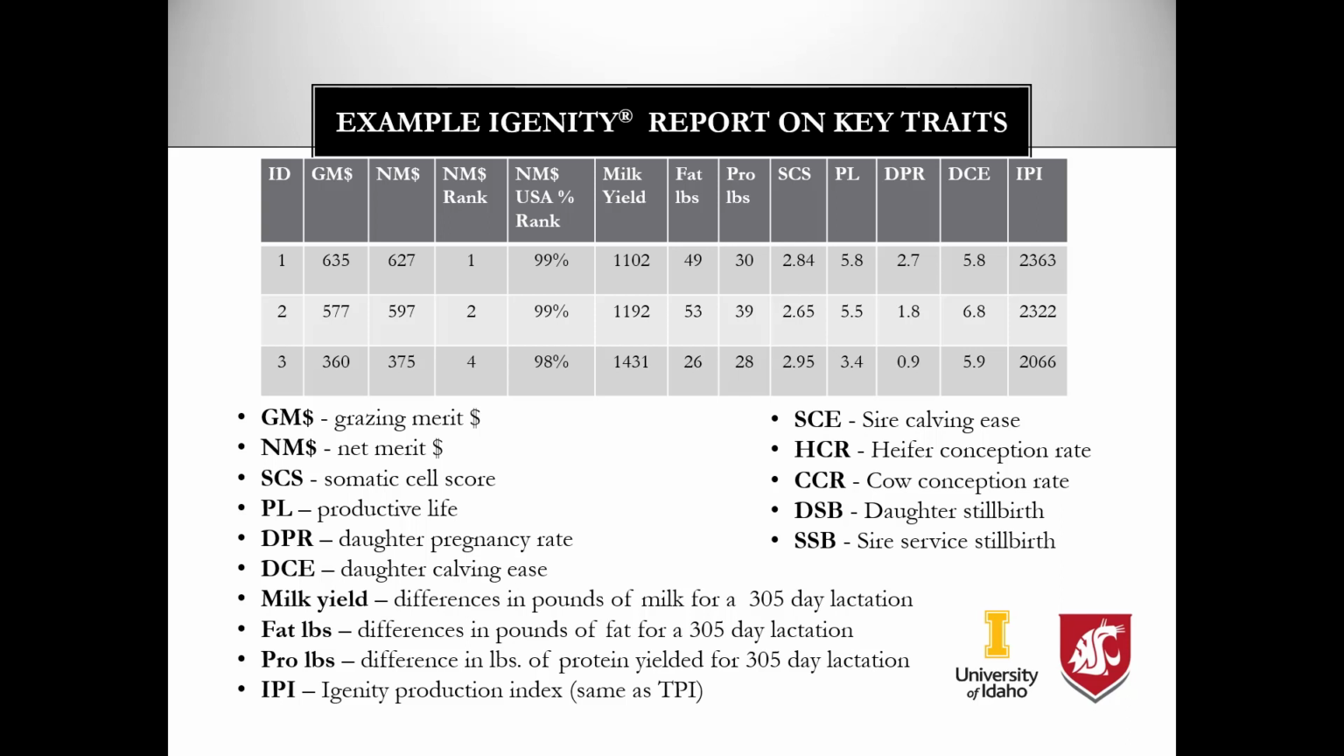So a number one would mean that they're ranked in the top 1 percentile for that selection index in the country. And then here's some typical traits that you might see, and there's many more here than what we're showing, but we have milk yield, fat in pounds, protein in pounds, somatic cell score, productive life, daughter pregnancy rate, and so forth. Each of the different genomic companies might have a little different acronym here, but they're all defined within the report.